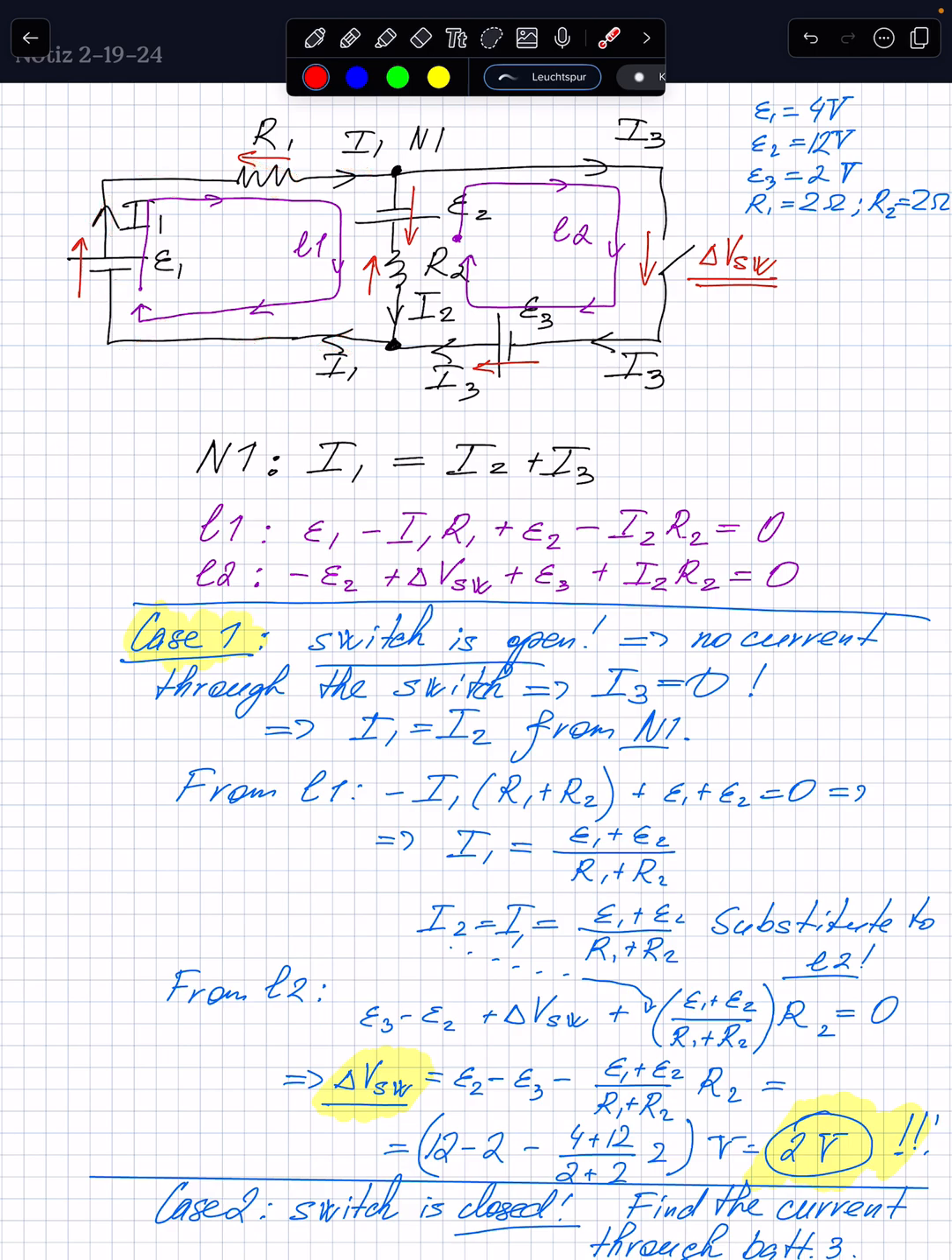So now let's also introduce the current I2. This is the current through the battery number 2. Okay, so it will flow in this direction over here. And finally we'll have the current I3, and it can potentially flow through the switch if the switch is closed, and will flow this way, and will also flow through the battery number 3.